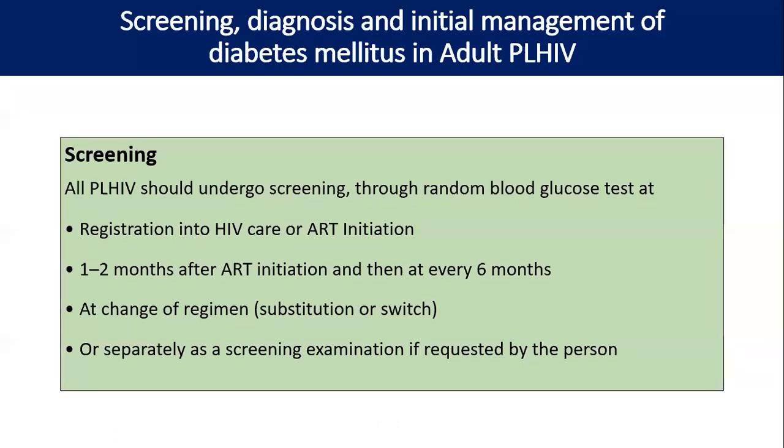All PLHIV should undergo screening through random blood sugar test at registration into HIV care or during ART initiation, and 1 to 2 months after initiation of ART, and then at every 6 months. Or during any change of regimen, whether it is a substitution or a switch, we can repeat a random blood sugar level, or separately as a screening examination if requested by the person or if the treating clinician finds it important on the basis of clinical findings.